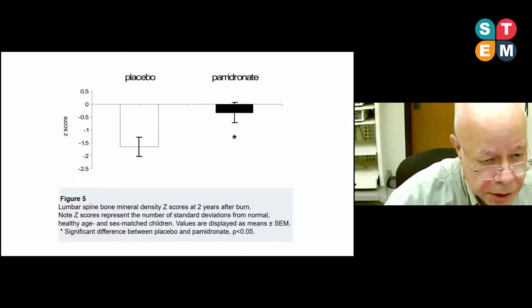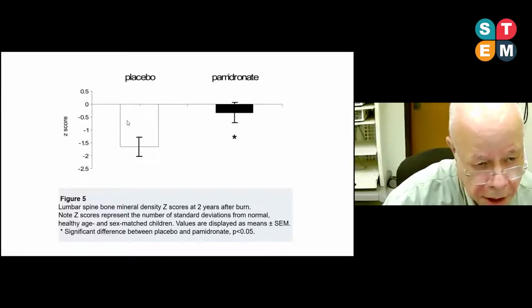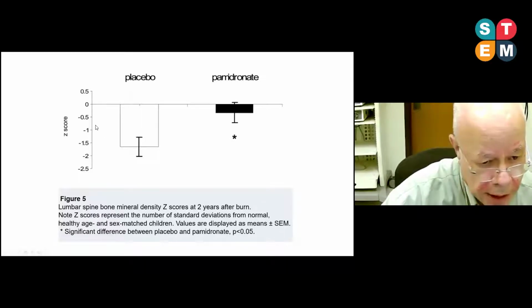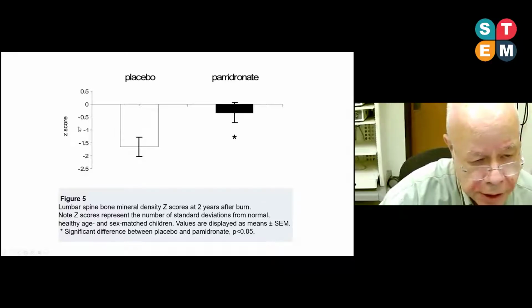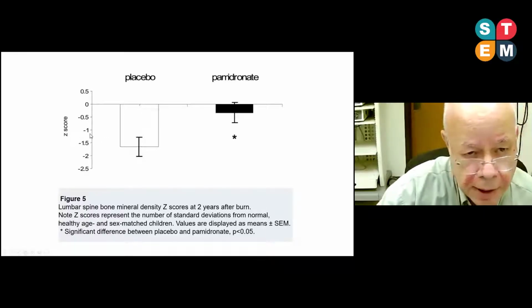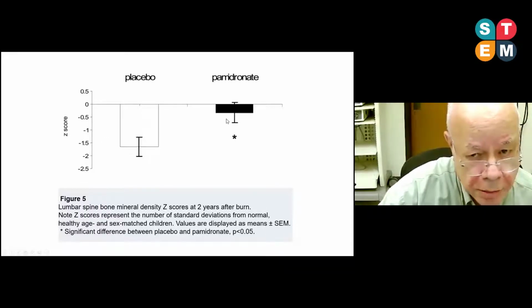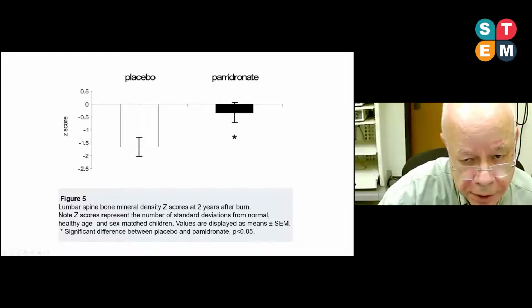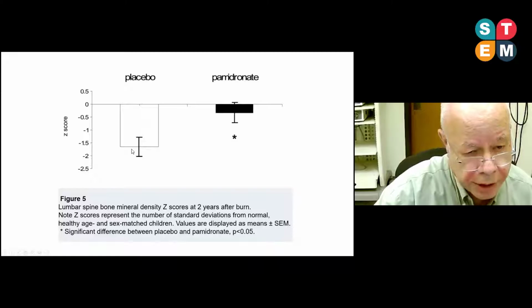And at the end of the 24 months, the age-related Z-scores for bone mineral density, again using this dual energy X-ray absorptiometry, showed that with the pamidronate-treated patients, their bone density Z-score for age was normal, but it was still low in the placebo group.